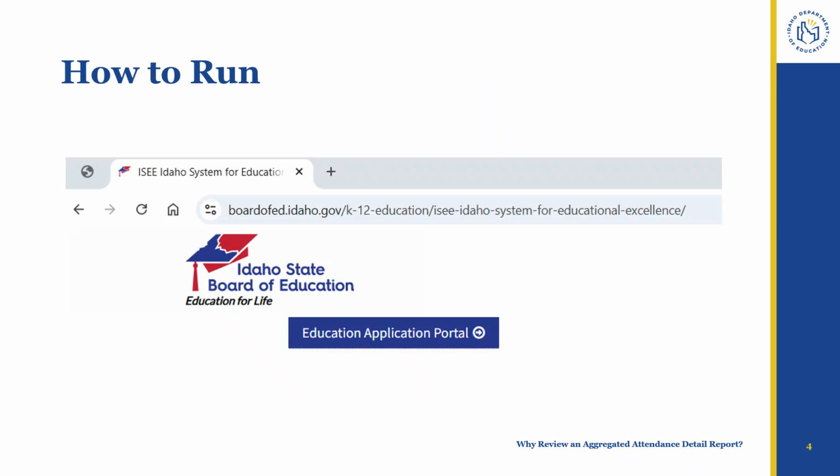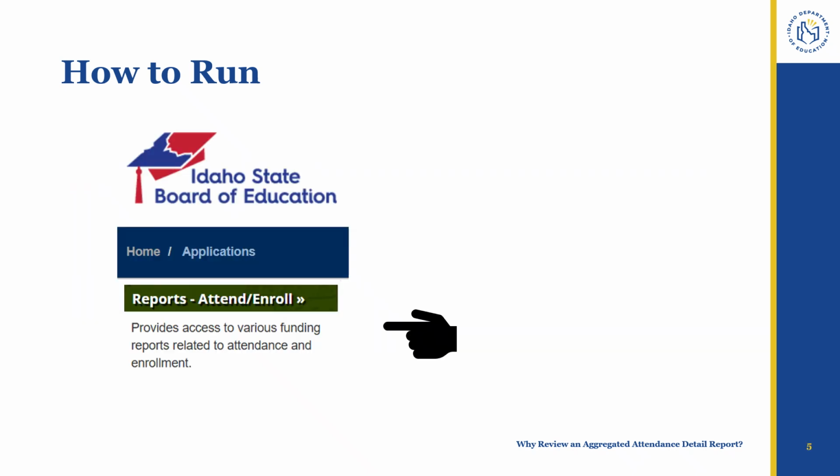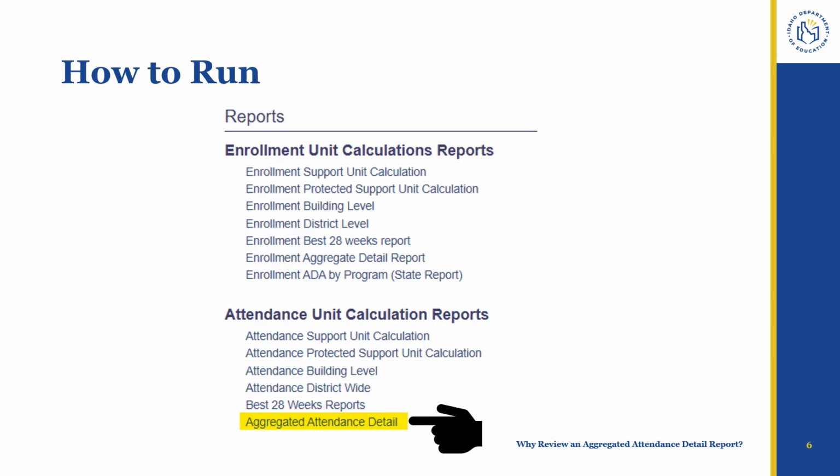Go to the Idaho State Board of Education's website and sign into the Education Application Portal. Once there, select the Reports, Attend, Enroll application. Here's the Aggregate Attendance Detail Report from the Attendance Report group.